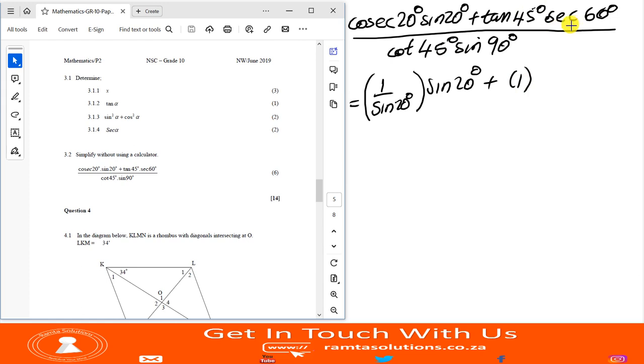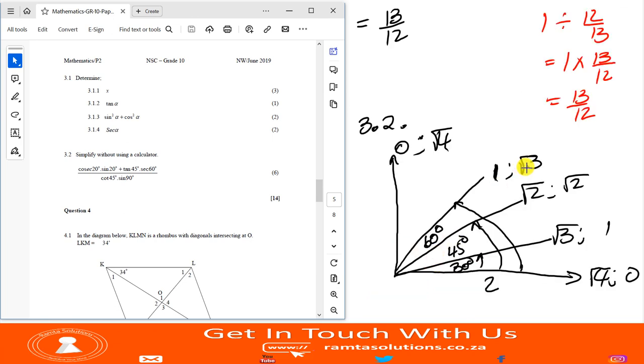Now remember, sec 60 is basically 1 over cos 60. Sec alpha is basically r over x. Remember, cos is x over r. So now we go into cos 60 degrees.